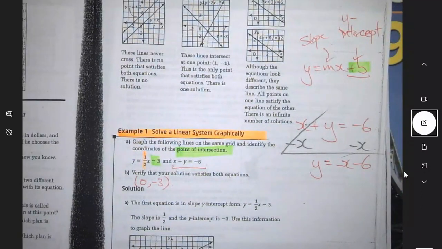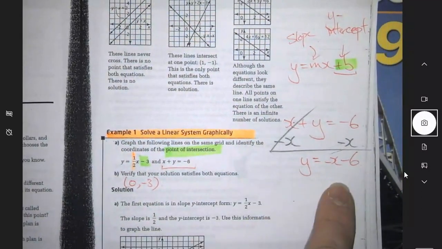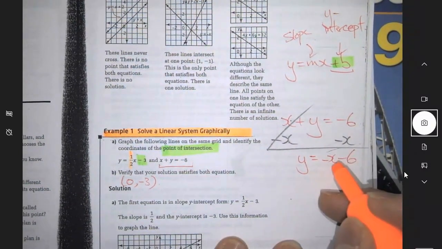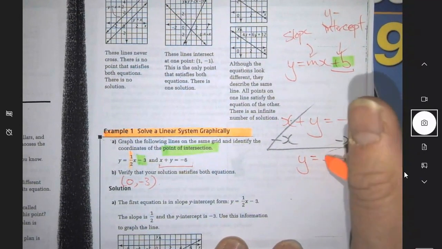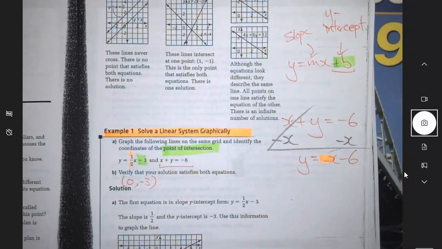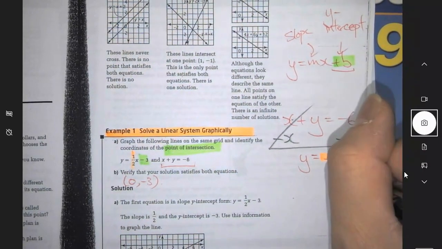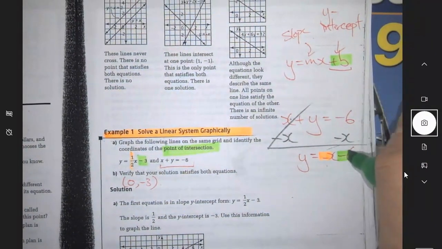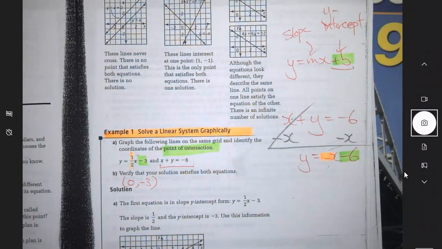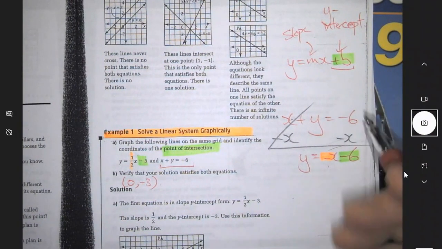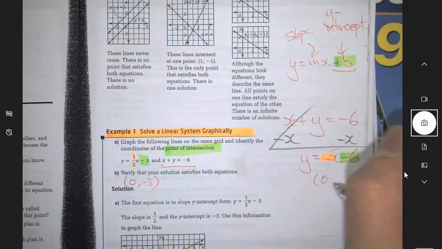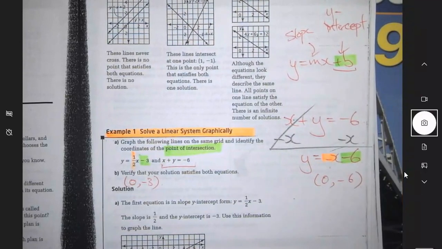Now, for this other equation, this one that I just rearranged, the slope, now you don't see a number next to the x, you see a minus sign, but remember, that's just an invisible 1. So your slope here will be minus 1, and your y-intercept will be minus 6. Okay? So for this line, the y-intercept would be 0, minus 6.